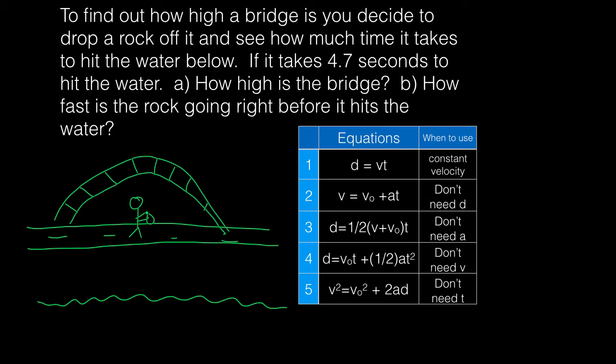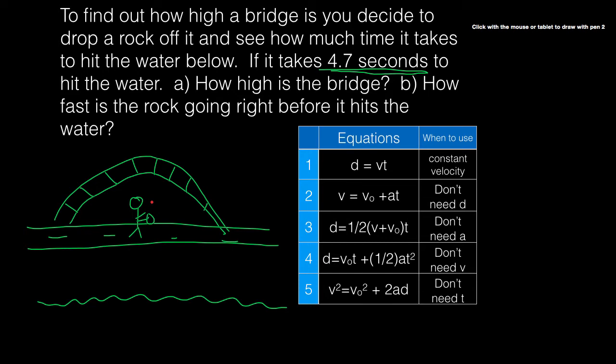All right, once you've got your picture that shows the illustration of what's going on, step number two, what I always do is to just list all of the variables that we know. It told us in the problem that it took the rock 4.7 seconds to hit the water below, and so that's one of the variables that we know. Let me switch colors and list all the variables here in a different color.